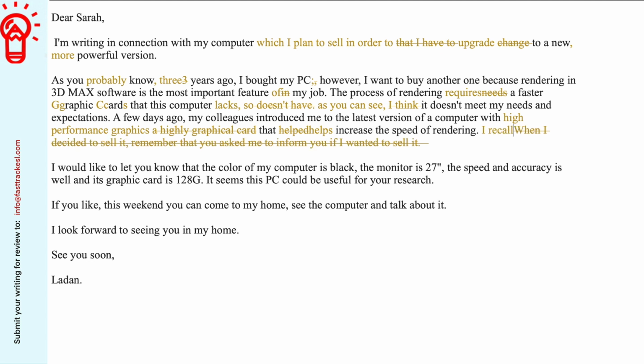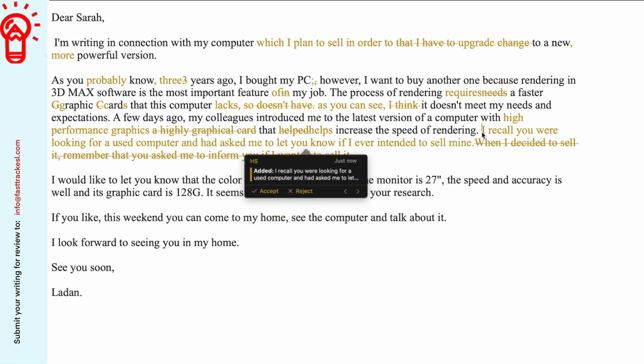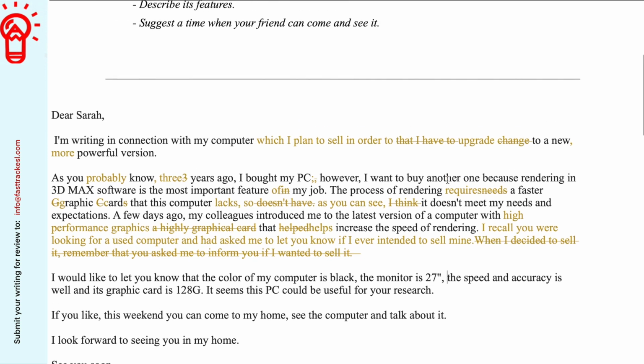So I recall you telling me that you were looking for a used, I don't think it was a laptop, so it was a computer in your case. So I'm going to go with computer just to keep the story consistent. I recall you were looking for a used computer and had asked me to inform you should I decide to sell mine, right? Or to let you know if I ever intended to sell mine. I think that's closer to perhaps what you wanted to say, Ladan. So I recall you were looking for a used computer and had asked me to let you know if I ever intended to sell mine.